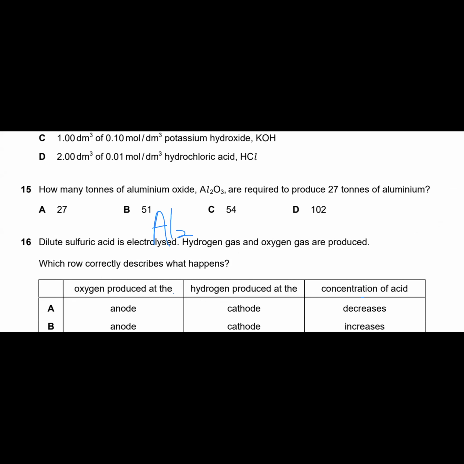From aluminum oxide, how many aluminum atoms do you get? 2 aluminum atoms, right? You will get 2 from here. And you can just consider oxygen. Anyway, you get 2 aluminum atoms. Because aluminum oxide contains 2 aluminum, from one formula unit, you get 2 aluminum atoms. That means this is 1 to 2 ratio, right? 1 to 2 ratio.